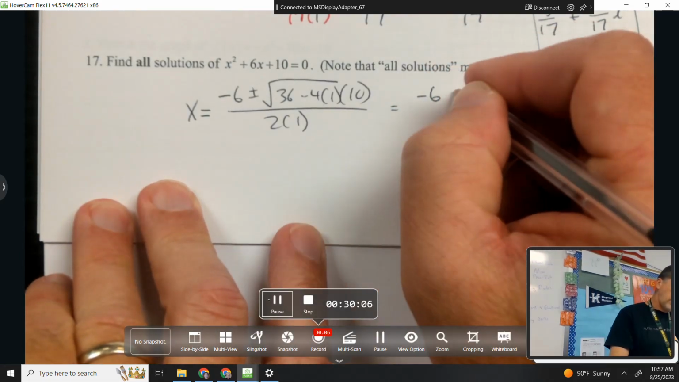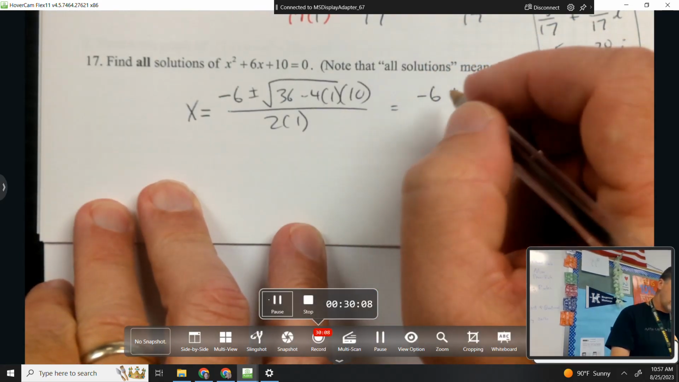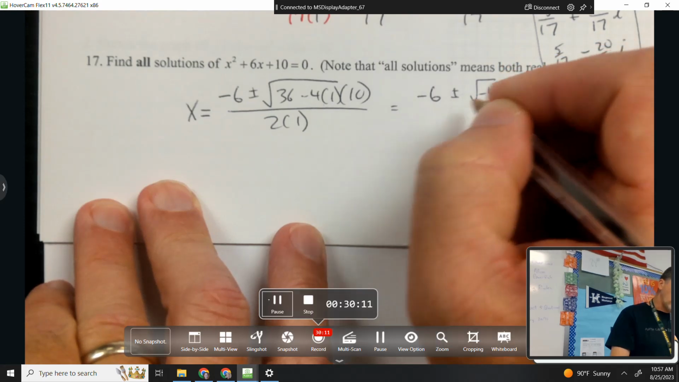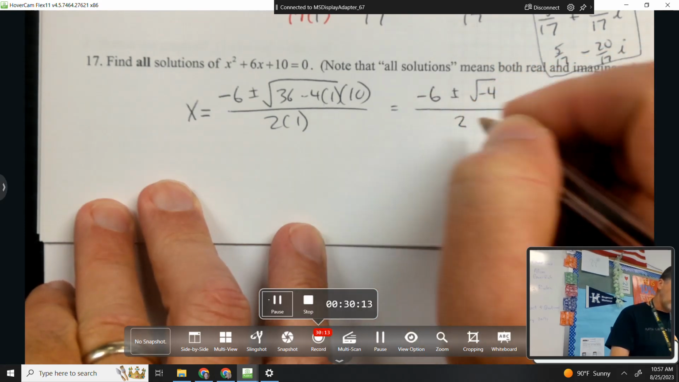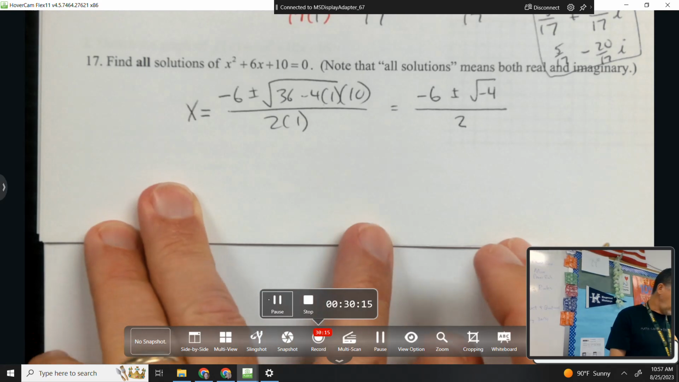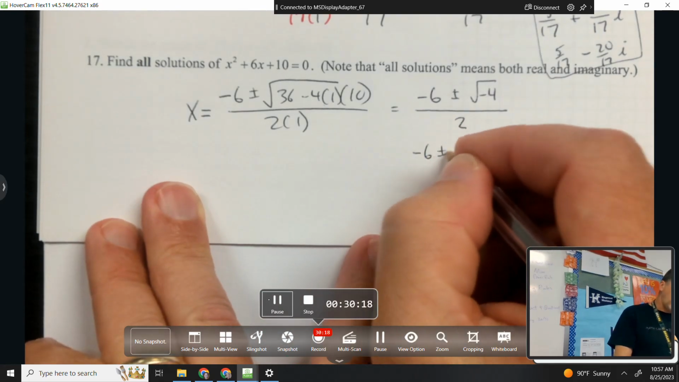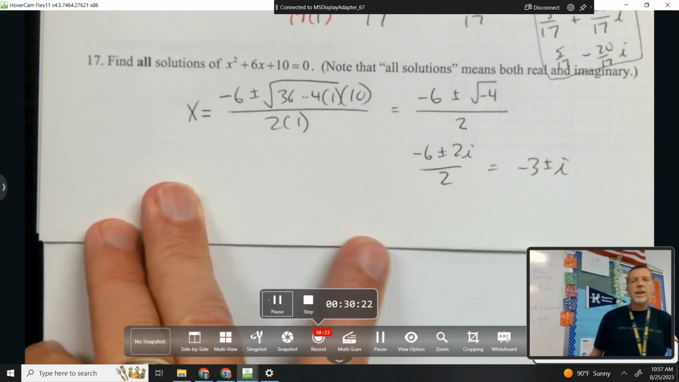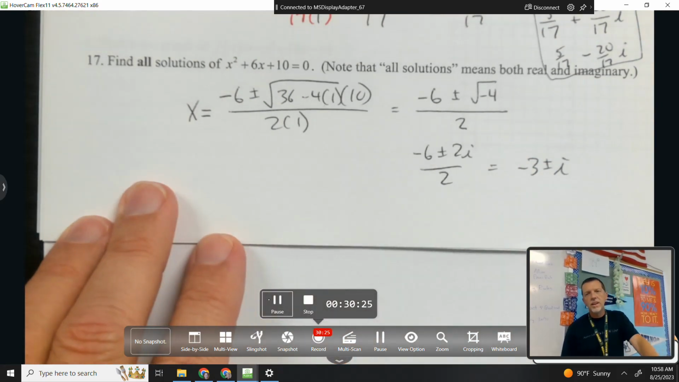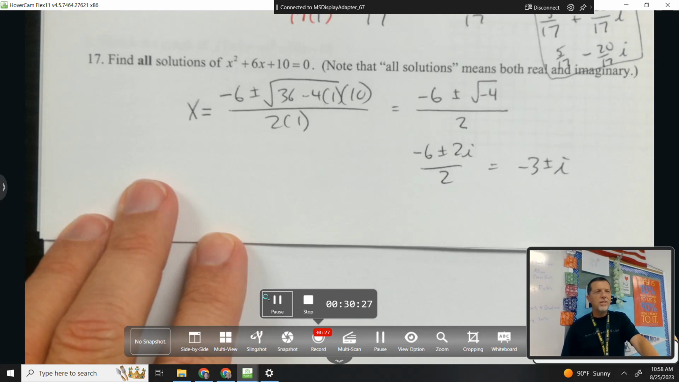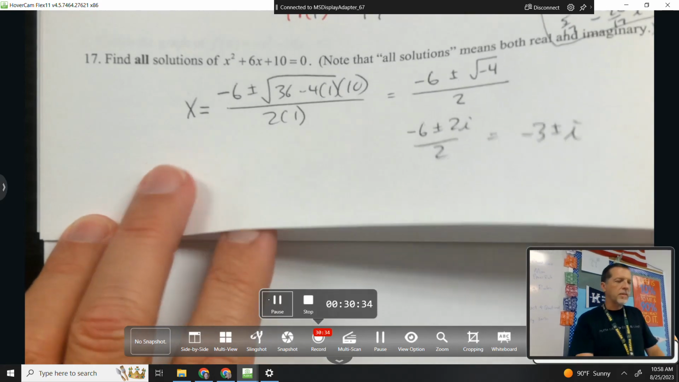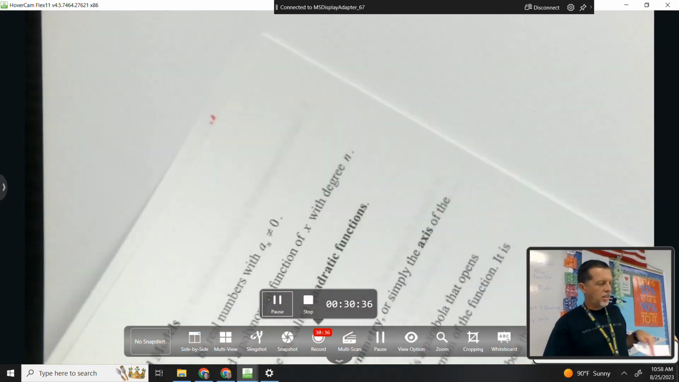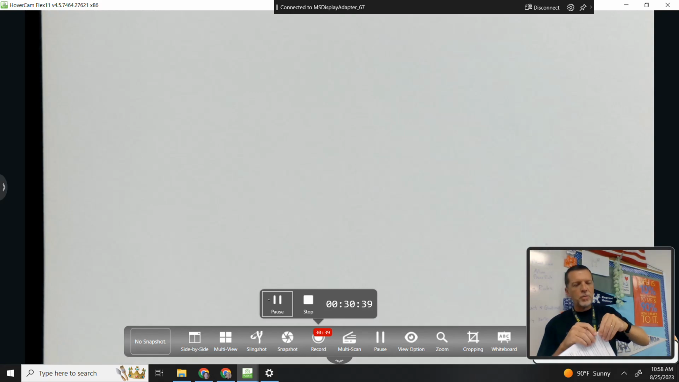Negative 6 plus or minus square root of negative 4 all over 2. Oh, this one isn't too bad. Negative 6 plus or minus 2i over 2. Negative 3 plus or minus I. But you did that last year, right? You did quadratics with imaginary numbers, I think. So that's a reminder.